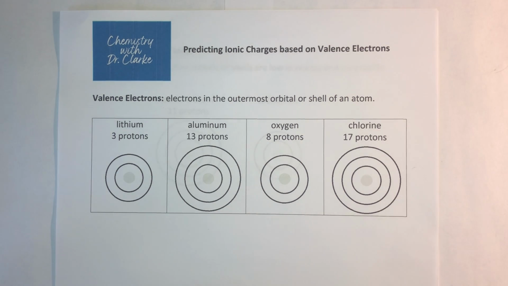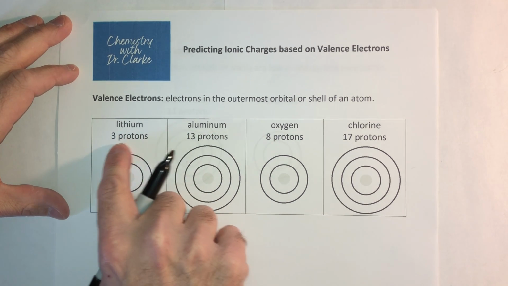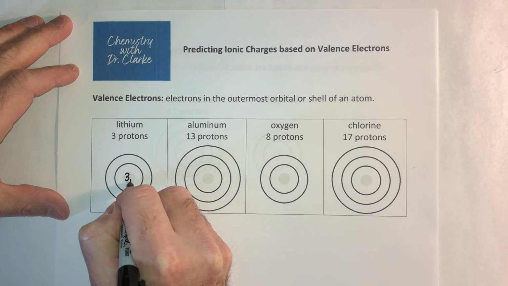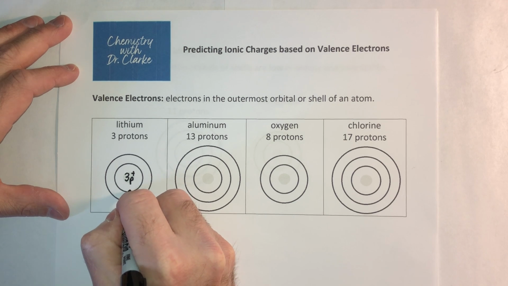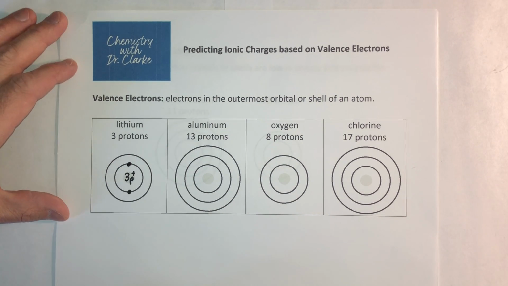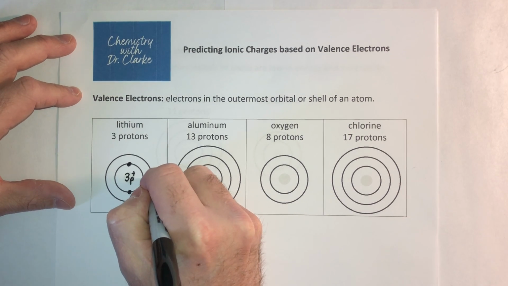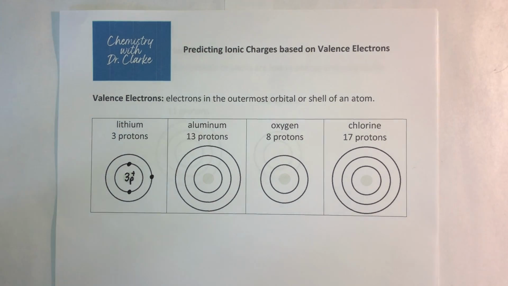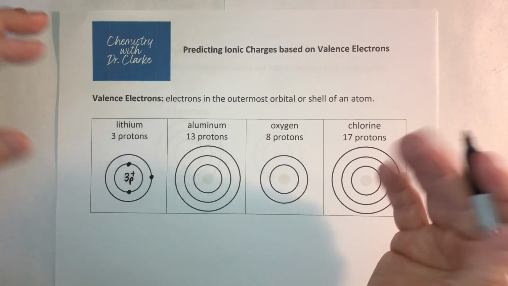So if we were to just draw a few of these, for example, take lithium. Lithium has 3 protons. So if I look at my nucleus, I've got 3 protons living in my nucleus, and I've got 3 electrons living in the rings around the nucleus. So the first 2 electrons can live in the first ring, because that first ring can hold 2. That means the third electron has to be out here in the second ring because there's not enough room in the inner ring.